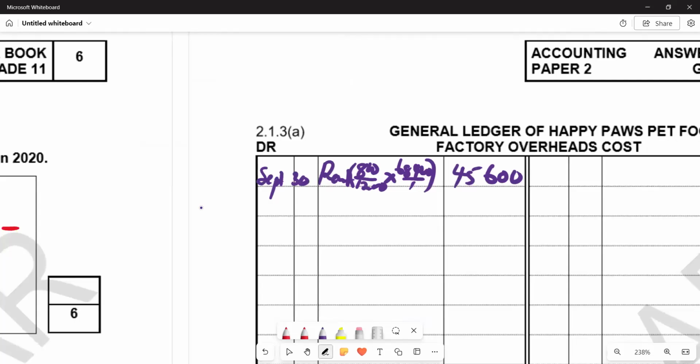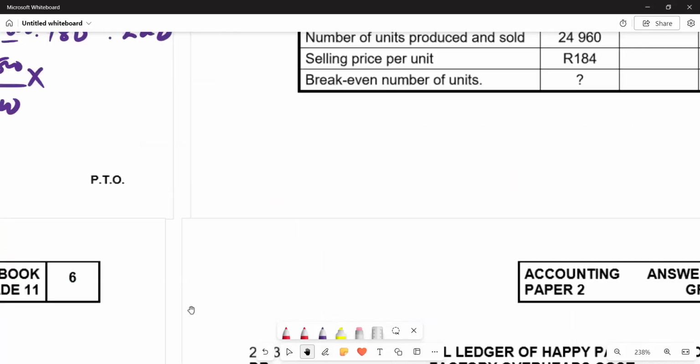So the next one is going to be factory maintenance. Due to space, I'm just putting abbreviations here, but you can write it in full, factory maintenance, and then 46,700. And then we go to the next one.